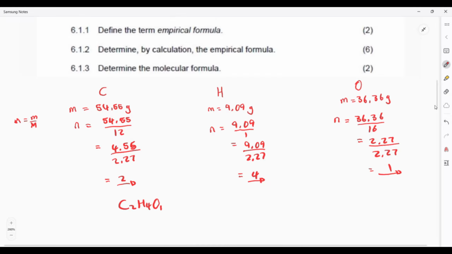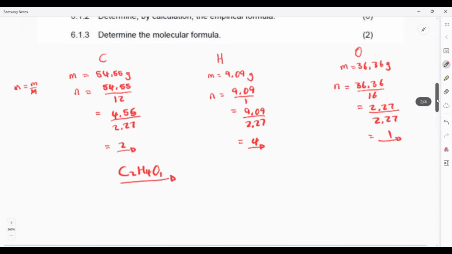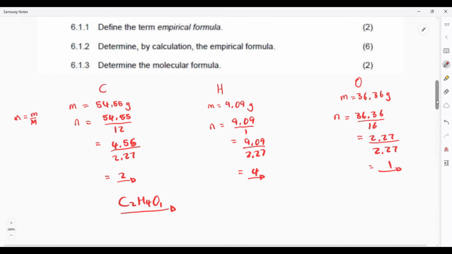It is advisable to also write that one, because it is a number that you calculated. Now you have your empirical formula. You are good. How many marks did you get? You got almost 6 marks.